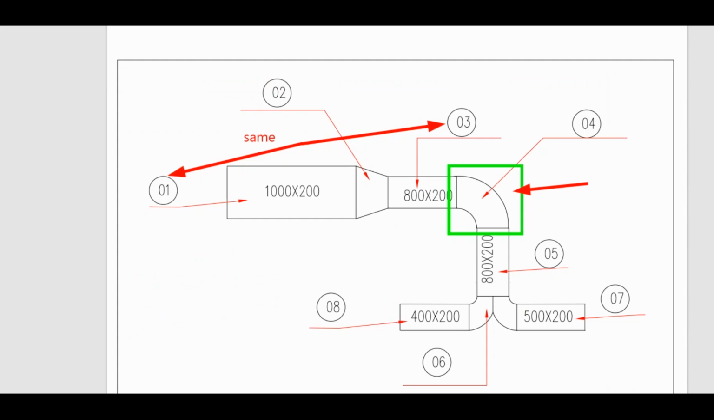Item 3 is a rectangular duct and its area can be calculated in the same way as we have calculated for item number 1.